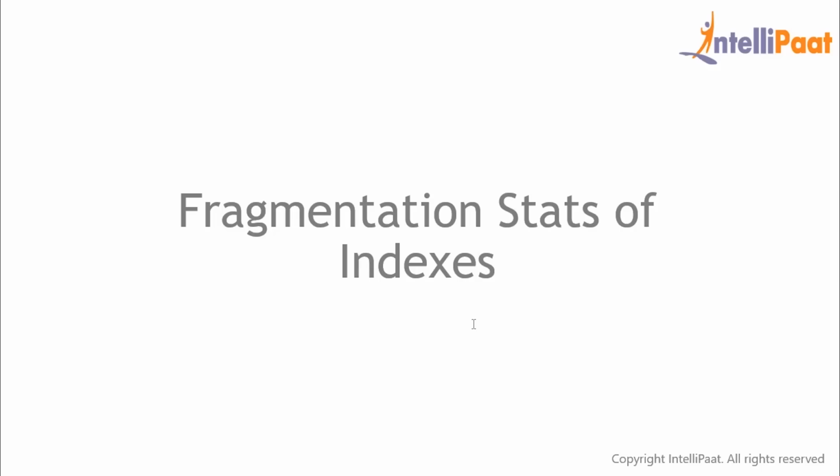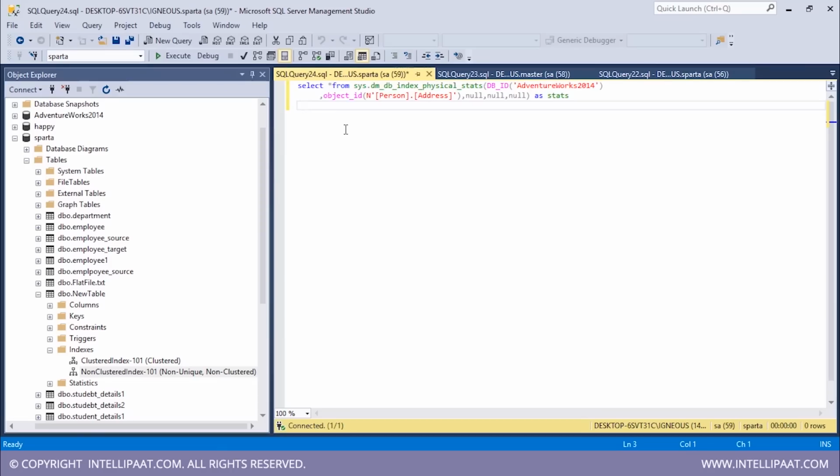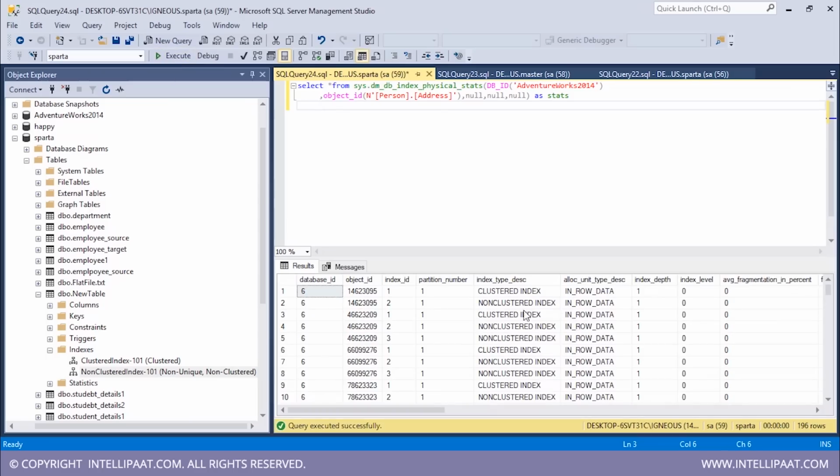Now let's see how we can get the fragmentation stats of indexes. So we can use this dynamic management function sys.dm_db_index_physical_stats to get the fragmentation stats. And we'll be applying this on top of this Person.Address table from the AdventureWorks 2014 database. So I'll just paste the code over here, and I want these index stats for this table over here, Person.Address. I'll click on execute, and these are the fragmentation stats for this table.